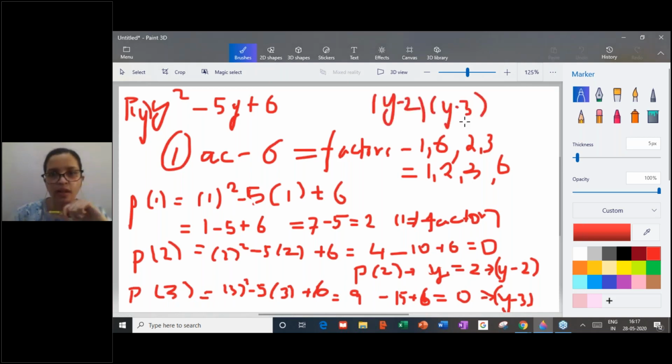For this equation, just write equal to this thing. That's it. That is how you write that these are the factors. Yeah, got it? Got it?